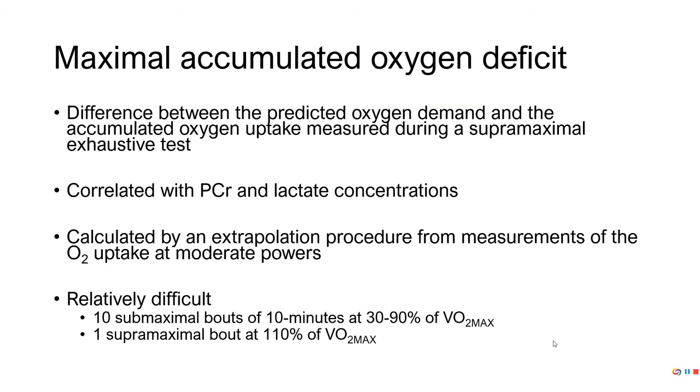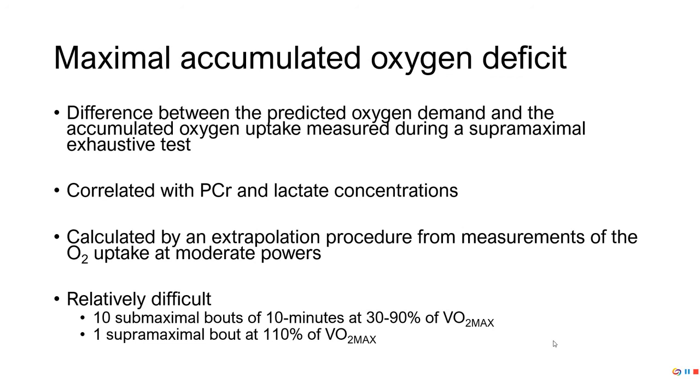And then the last one is the maximal accumulated oxygen deficit. All right, and so this is the difference between your predicted oxygen demand and how much oxygen you're using during what we call a supramaximal exhaustive test. Okay, and so it's really hard to measure. All right, and so first of all, you got to figure out what someone's VO2 max is, and then you do several sub-maximal bouts, ranging anywhere from 30 to 90% of max, depending on the protocol, and then you do a supra-maximal bout at 110% of VO2.